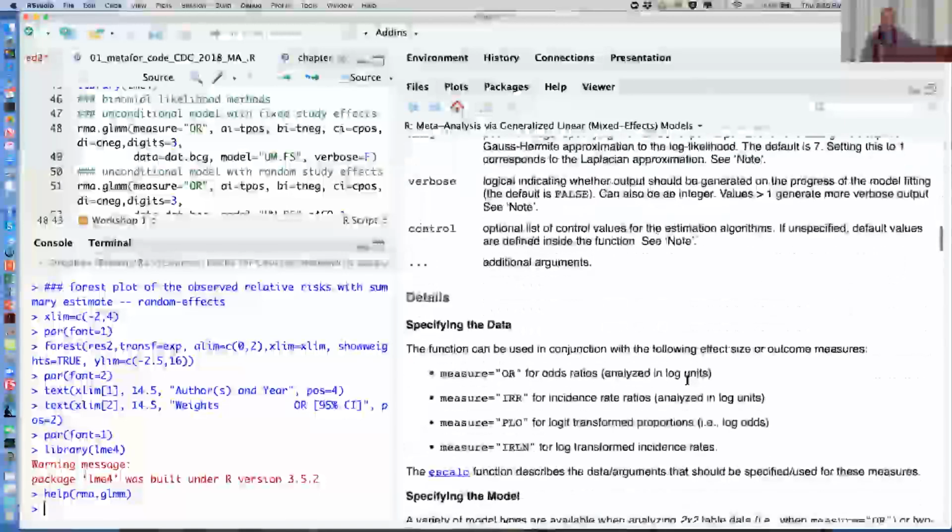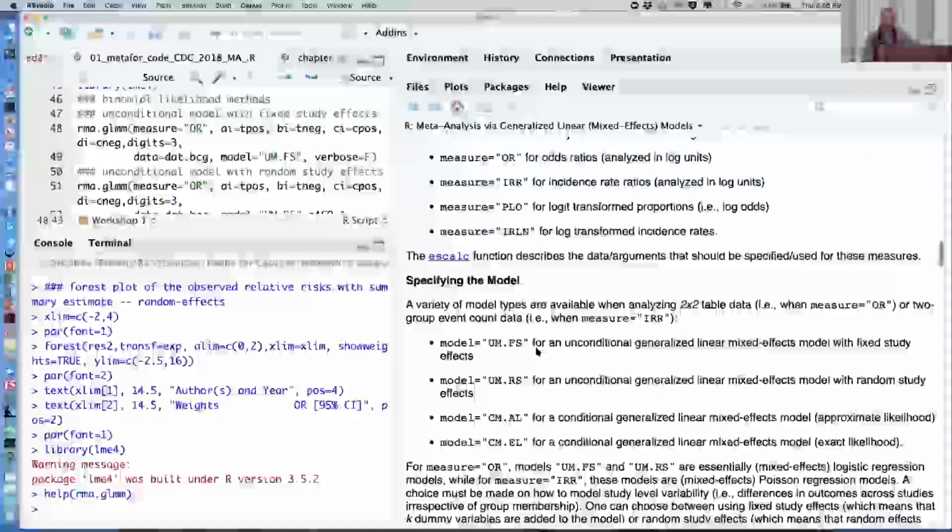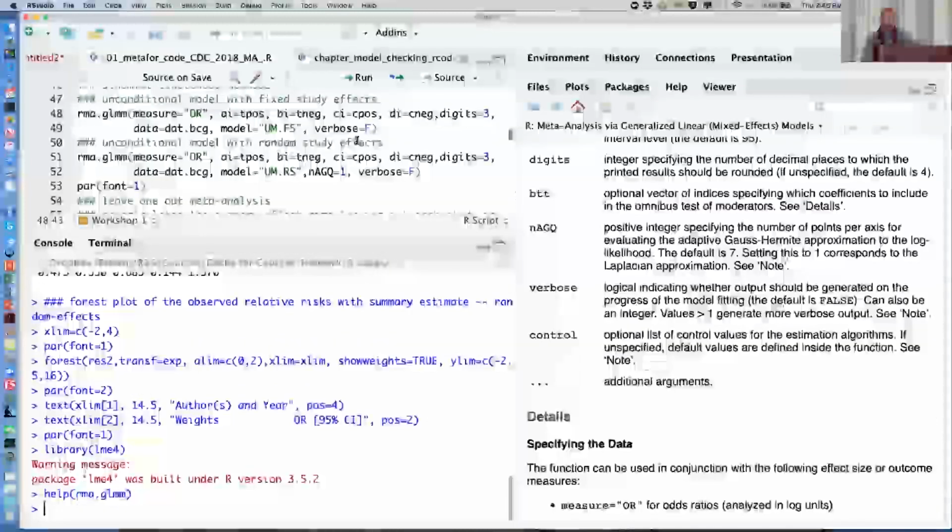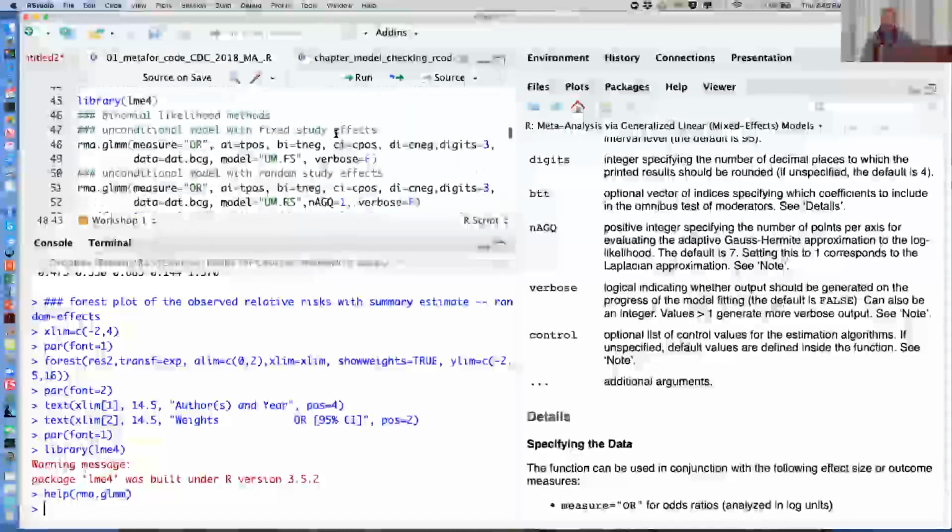If you go down to the details, UM.FS is an unconditional generalized linear mixed effects model with fixed study effects. So that's the fixed intercepts model. This is the random intercepts model, UM.RS. CM.AL is a conditional generalized linear mixed effects model, so that's like the conditional model I talked about. And then this would be a conditional generalized linear mixed effects model using an exact likelihood. So again, different models you can run. We're just going to run the standard fixed intercept model here.